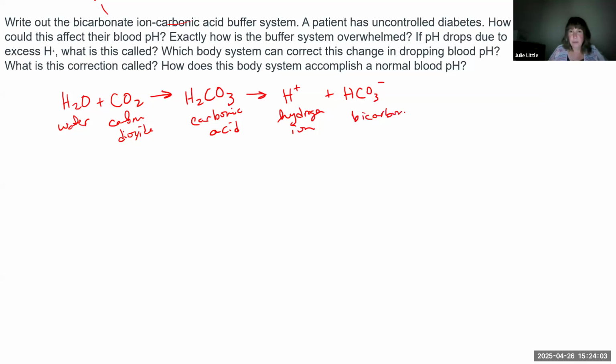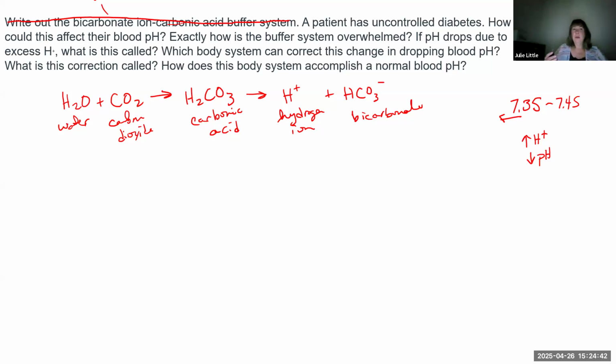So that's number one of this question. If you get this right, that's great. Now, a patient has uncontrolled diabetes. How could this affect their blood pH? Well, blood pH is supposed to be between 7.35 and 7.45. Someone with uncontrolled diabetes is going to drop and become more acidic. How? Anytime we have more hydrogen ions, our pH is going to drop. That's the relationship.